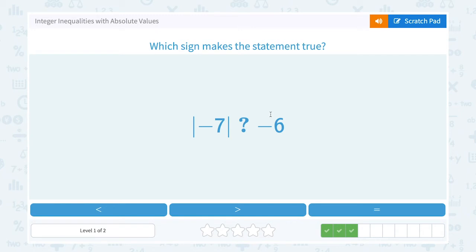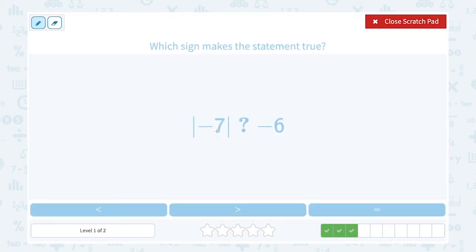Negative 7 compared to negative 6, we want to know the absolute value of negative 7, is it less than, greater than, or equal to negative 6? Well, absolute value is a distance, right? Negative 7 is 7 units to the left of 0, and distance is always positive. So the absolute value of negative 7 is 7, and then we can compare. A positive is always bigger than a negative. So positive 7 is greater than negative 6.